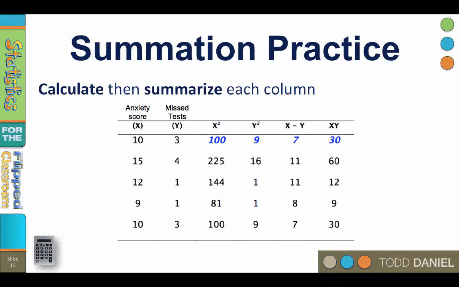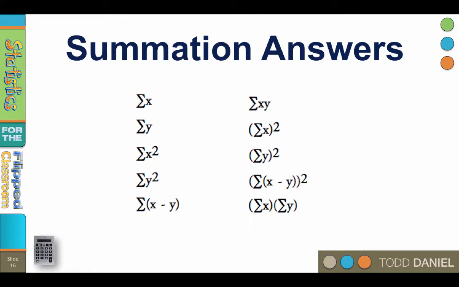Our next step will be to summarize or add up each column. Here, I'm going to use some notation so that you can become familiar with it. The first value that we are going to create is the sum of x. This means you add up all the numbers in the x column. 10 plus 15 plus 12 plus 9 plus 10 equals 56. That is the sum of x. Can you calculate the sum of y? It's 12. How about the sum of x squared?